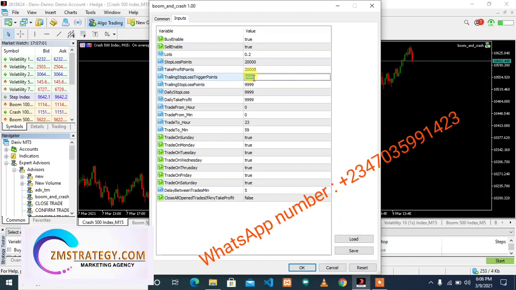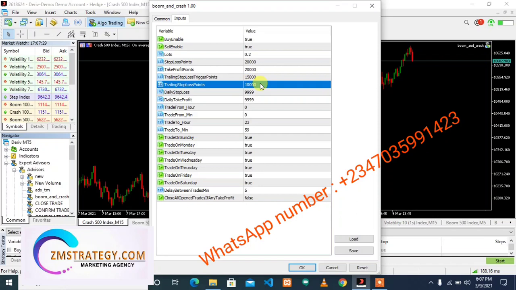the market gets to 15,000 points, and the market started having a pullback, in order for us to protect our profit, we can still say that if the market now gets to 10,000 points, the robot should automatically close the trade and protect our profit.